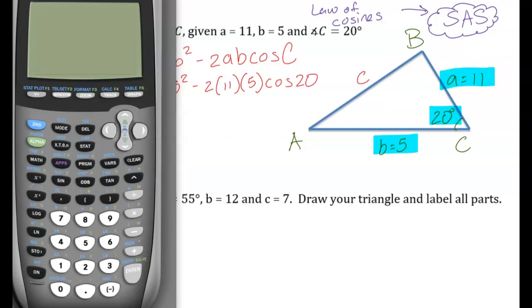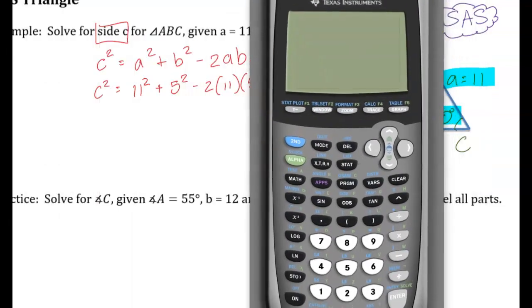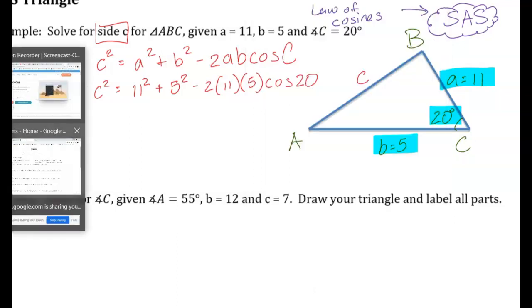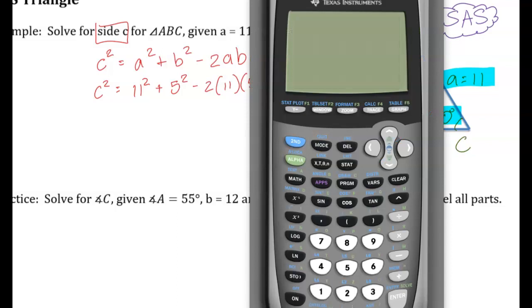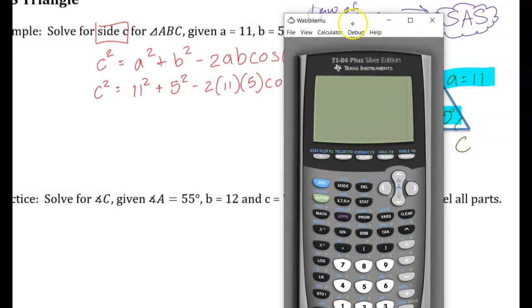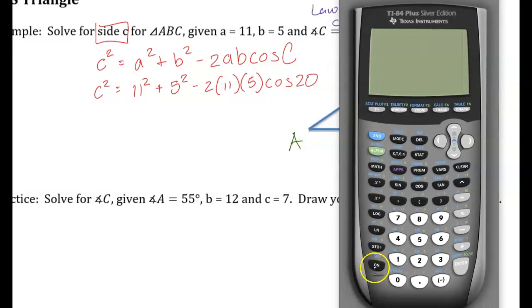So here I'm going to do, why is this so big? Shrink. Nope. Okay. So I'm going to do 11 squared plus 5 squared minus 2 times 11 times 5 times cosine of 20.